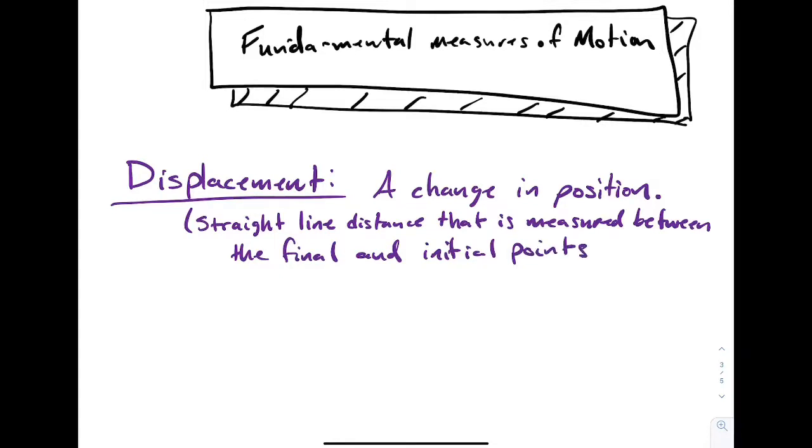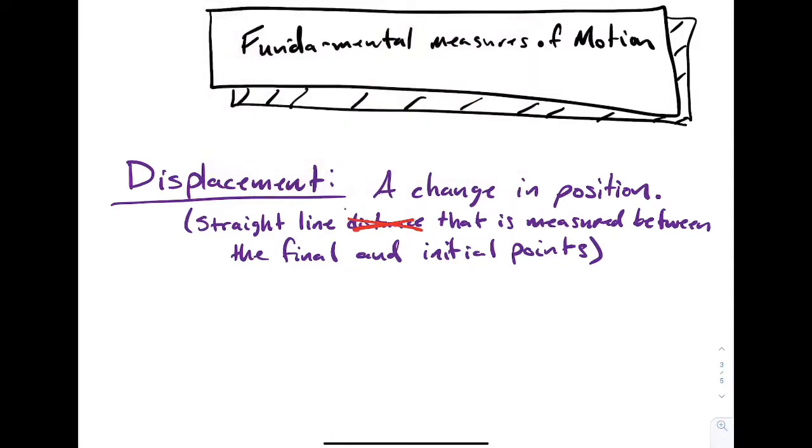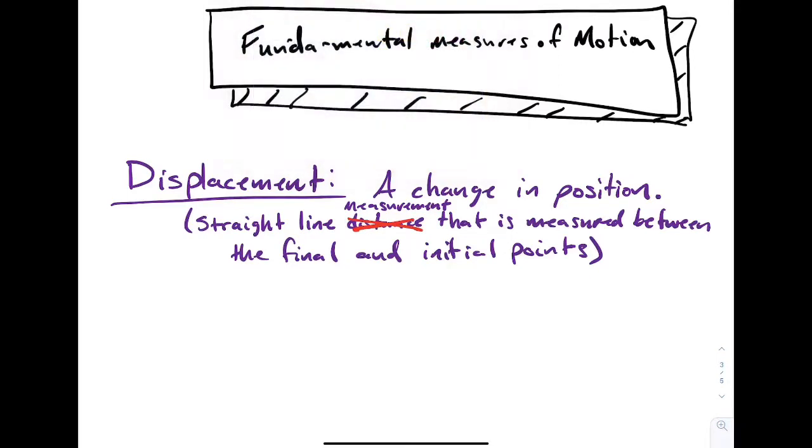Now, I actually want to adjust this. I don't want to say distance. I'm going to X that out in red. It's the straight line, and let's just say measurement, because displacement and distance are different. Displacement is something we would like to call a vector quantity. Displacement is a vector quantity.